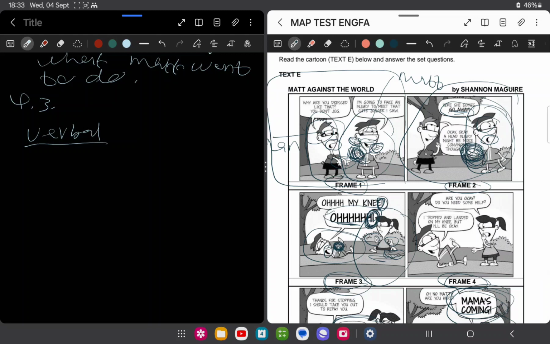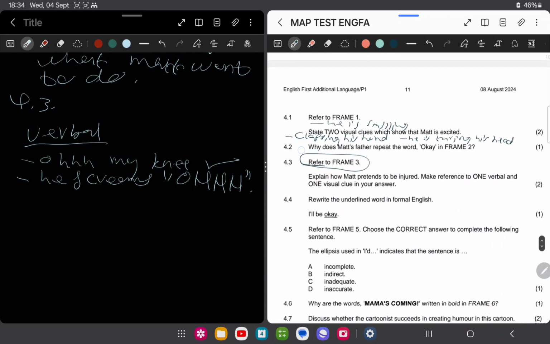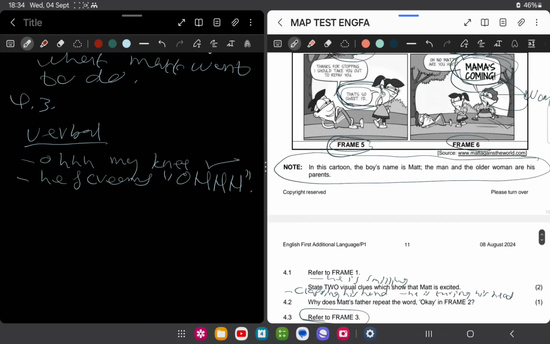We have to refer to the text. He says, oh my knee. This is the first answer. Then the second one, he screams, oh. It shows that, let me see the question, it shows that he pretends to be injured.